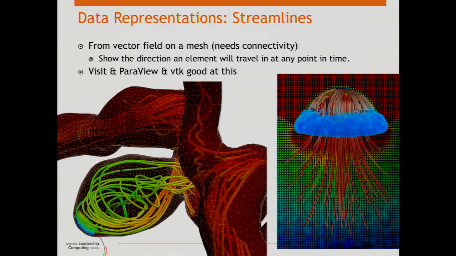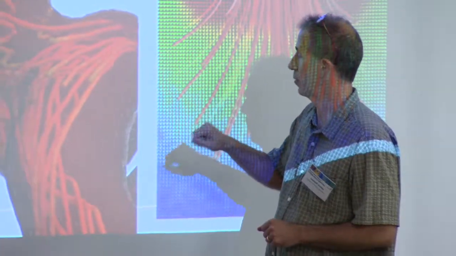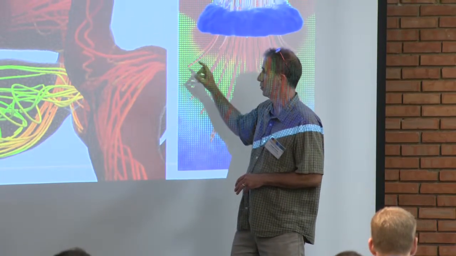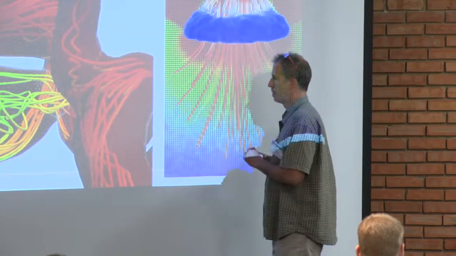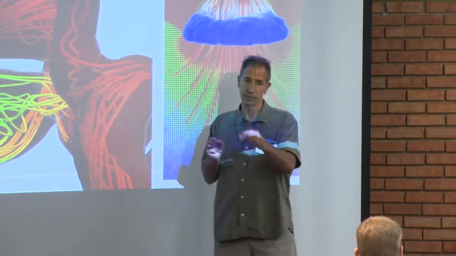Streamlines is another representation. This is from a vector field on a mesh, so you need connectivity in order to do this. It shows the direction that an element is going to travel at any point in time. Again, all those tools are good at this. This gives an example of when we take a snapshot, or look at a single time step, and you start with a number of seed points, and then you follow the vector through and go to the next position that vector points to, and then when you get to the next one, you say, okay, where does it go from here? And you can see the types of paths that data takes through a data set.